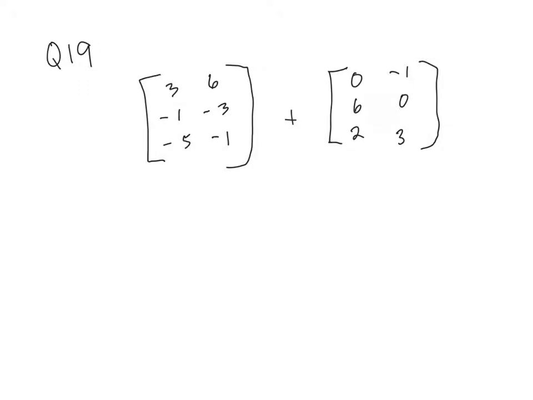Now we have matrix operations. We're going to add these two matrices together. What you're going to do is add the numbers that are in similar positions. So 3 is going to be added to 0. 3 plus 0 is 3. 6 you're going to add to -1. 6 plus -1 is 5.